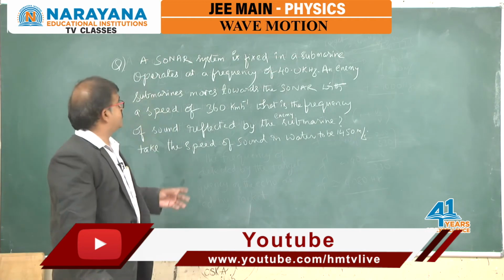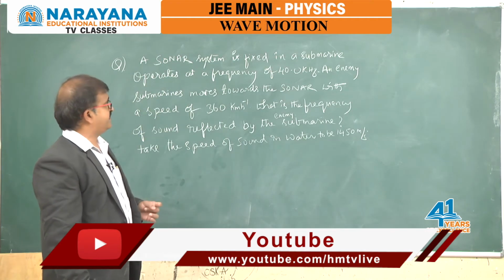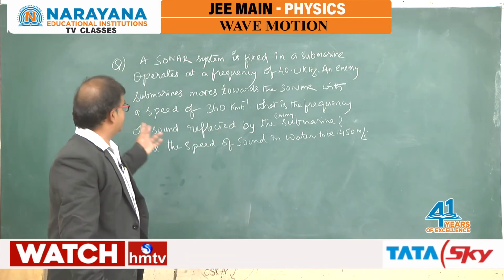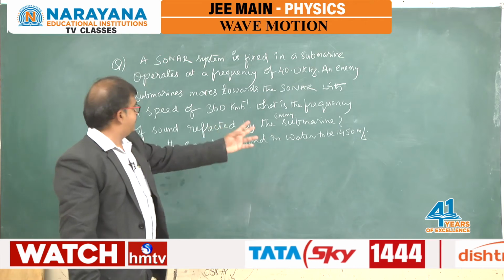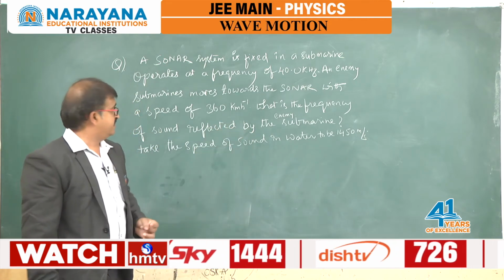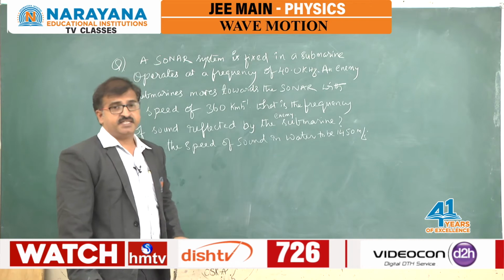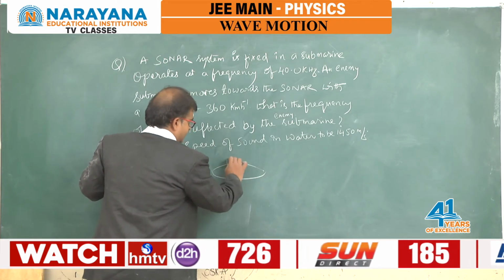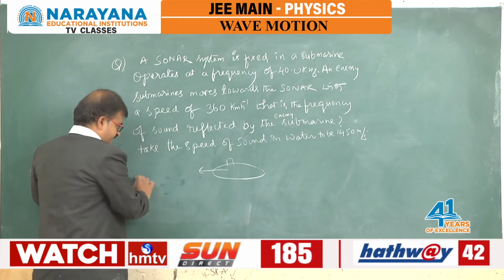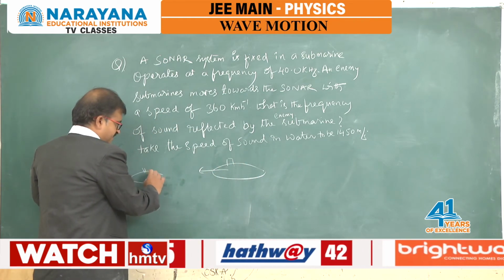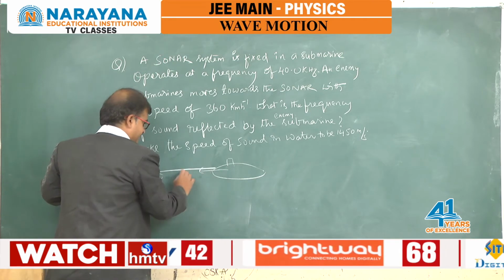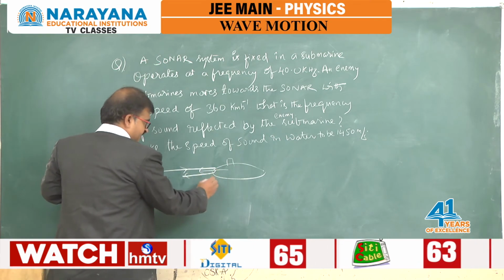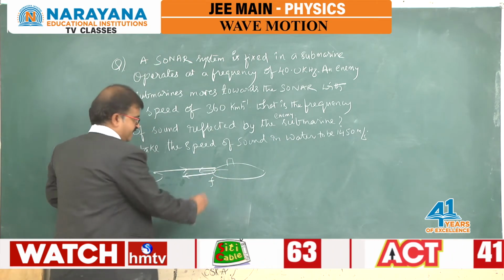A sonar system fixed in a submarine operates at a frequency of 40 kHz. An enemy submarine moves towards the sonar with a speed of 360 km per hour. What is the frequency of the sound reflected by the enemy submarine? The speed of sound in water is taken as 1450 meters per second. So here in this case it's a fixed submarine, and from this sonar, sound is generated and reflected back. So this reflected frequency is to be calculated.